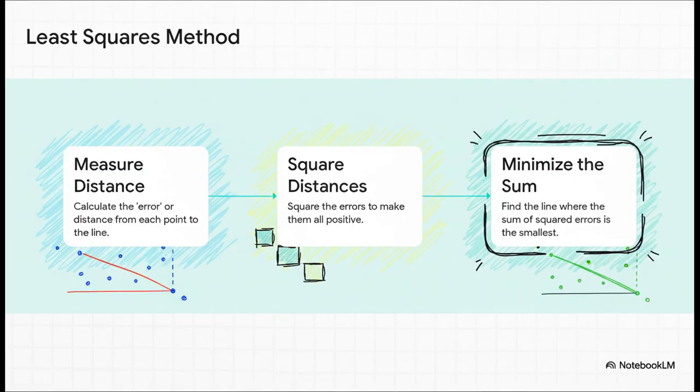So how on earth does it find that perfect line? Well, the most common way is something called the least squares method. Basically, the computer tries a line, and for every dot, it measures the vertical distance to that line. That's the error. Then it squares all those distances to make them positive.